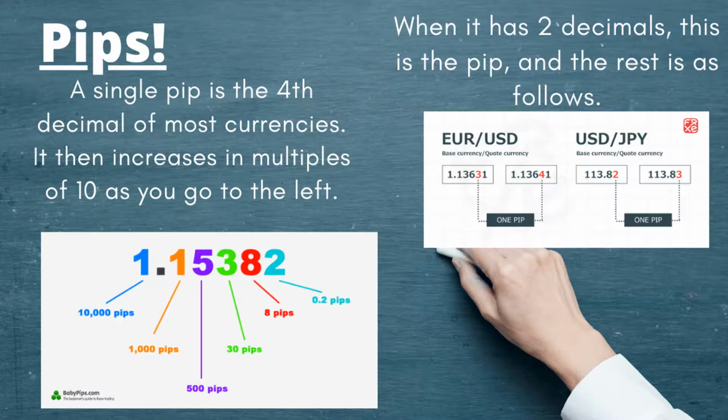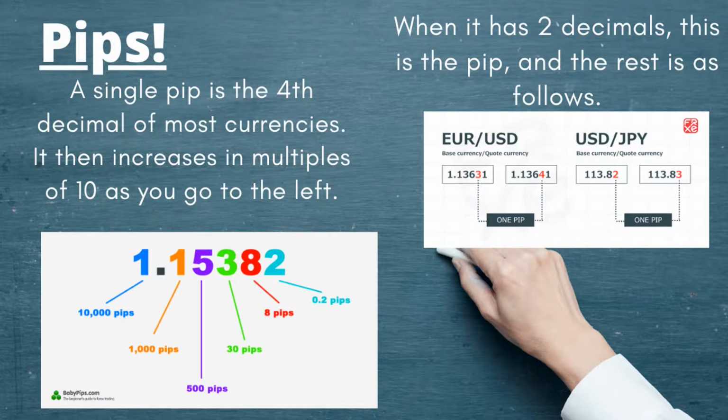So pips is just the value they use in Forex. If we look at the 8, for example, we can see that that's a single pip, and any change in that number would be 1 pip. And then the 3 is 30 pips, the 5 is 500 pips. So let's say that 3 changes to a 4. That means you would have gained 10 pips if you had bought in. And then if you see this 5 change to a 6, then you would have gained 100 pips.